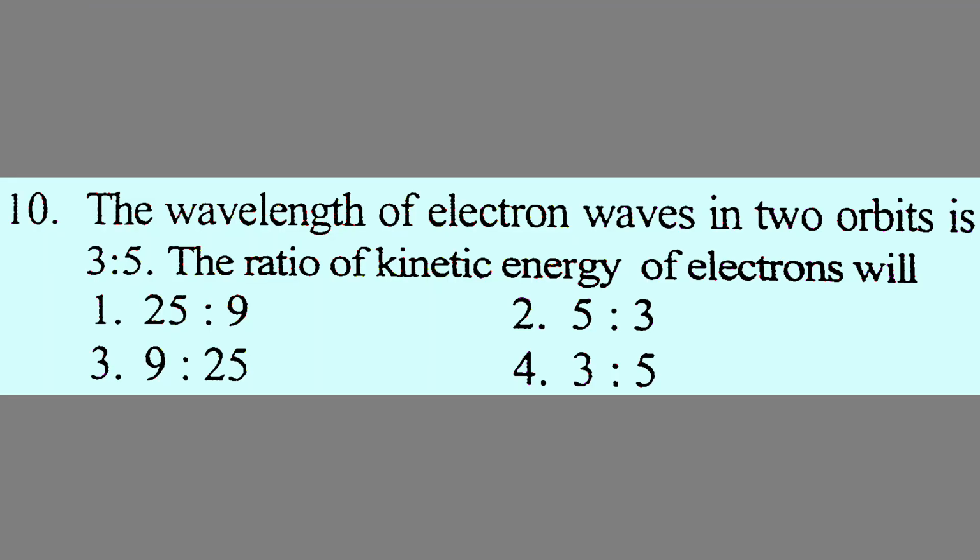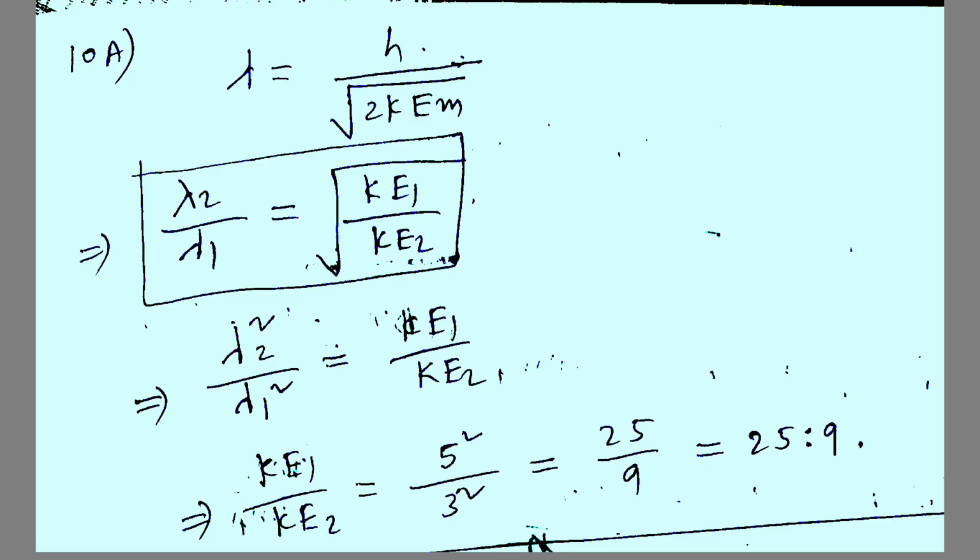Now the next problem is, the wavelength of electron waves in two orbits is 3:5. The ratio of kinetic energy of electron will be. Now let me do the answer. First let me write the values which are given in the question. Now all these values we have to substitute in this formula, then we get the answer.